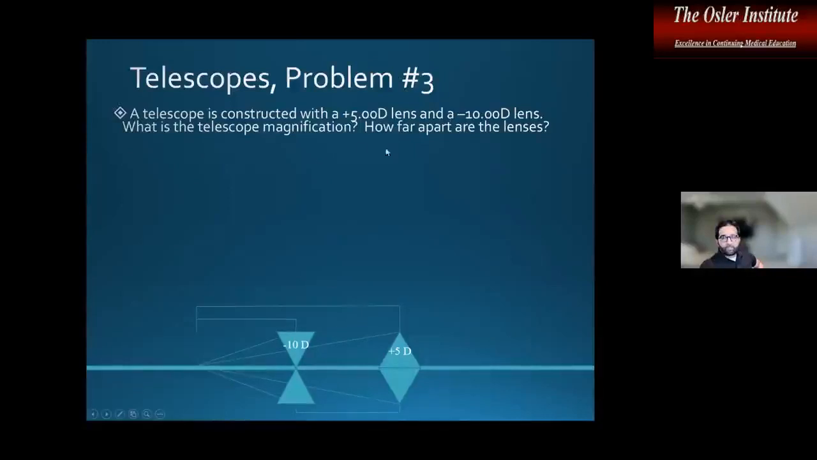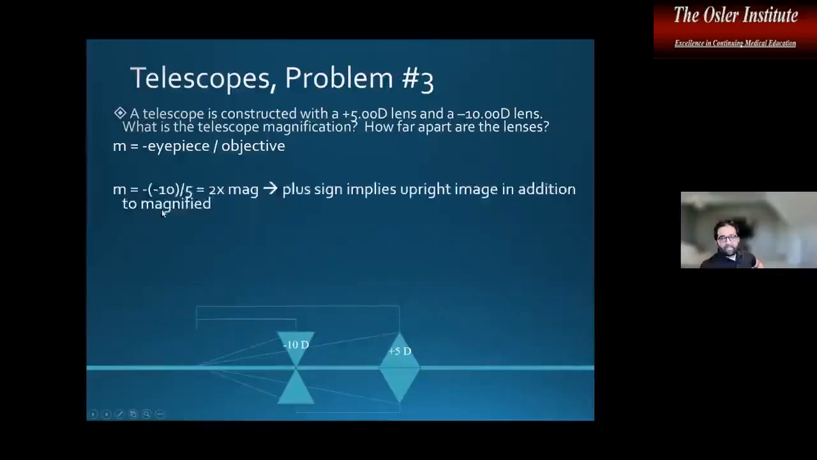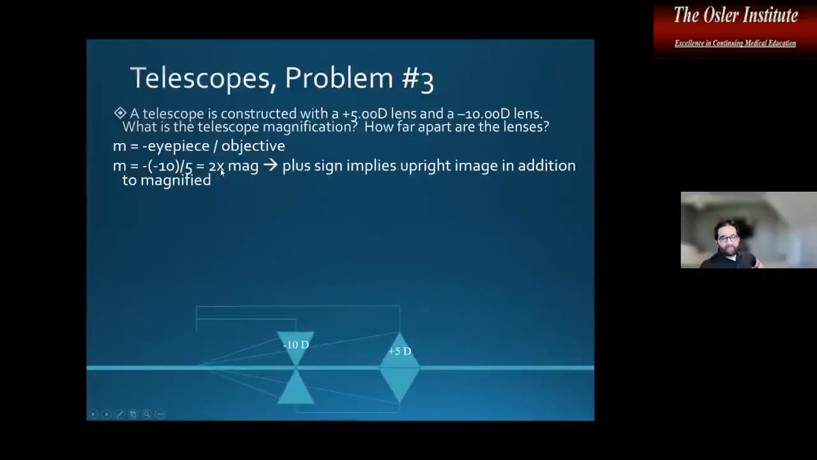So magnification equals minus the power of the eyepiece over the objective. So minus 10 divided by 5. Again, you can just get rid of the minus if that makes it easier. So 10 divided by 5 gives us a 2x magnification. Now, we have a plus sign because we have an upright image. Remember, this is a Galilean telescope, and Galileo was a good guy. He was upright. So we're going to get an upright image in addition to the 2x magnification.